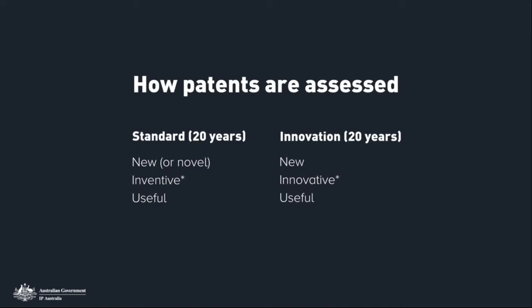When we assess standard patents, the invention claimed in the patent must be new, in other words, novel, involve an inventive step, and be useful, or in other words, be able to be made or used in an industry. First, the concept of novelty.